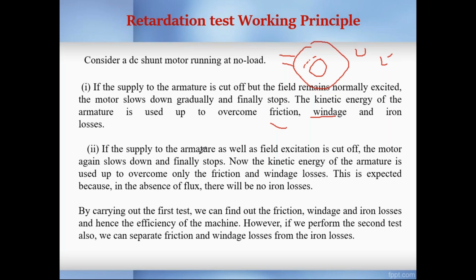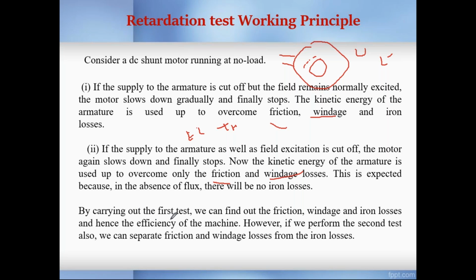In the second method, we disconnect the supply from both the armature and the field. At that time the motor stops within a quicker time compared to the first case. In this condition you can find the friction and windage losses only, because in the absence of flux there will be no iron losses. Using these two modes we can find the electrical losses in terms of iron losses plus mechanical losses in terms of friction and windage losses.